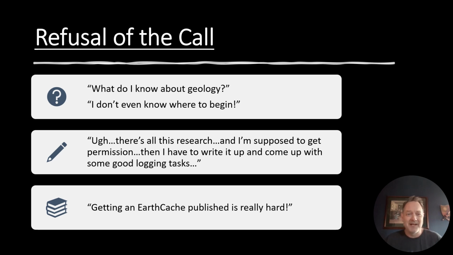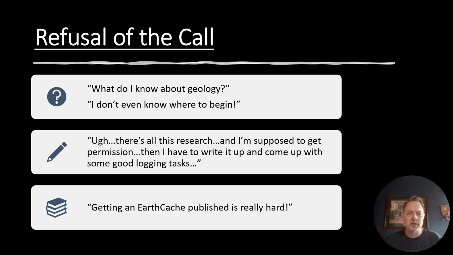What do I know about geology? I'm not a trained geologist. Now, I have no idea how many of the Earth caches were written by actual geologists. I know they're out there, but I think the overwhelming majority of the 41,000 Earth caches in existence today were written by non-geologists. In short, just because you don't know much about geology doesn't mean you can't figure this out. I don't even know where to begin. Not knowing where to begin is fine, and I would say it's probably even normal. So just give me a chance. I can probably help since I've been in that exact spot before.